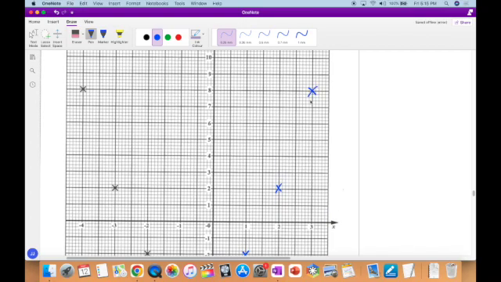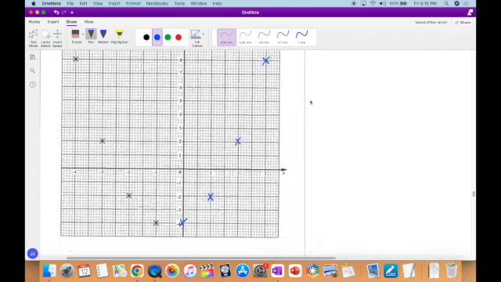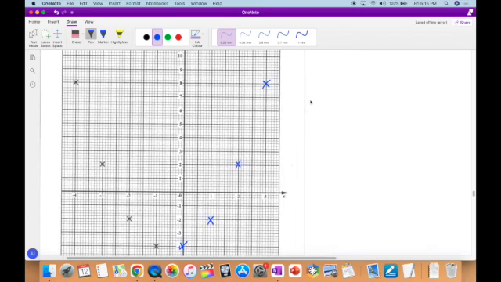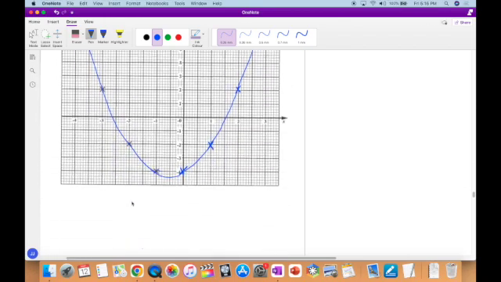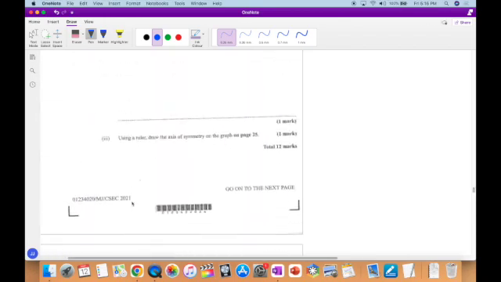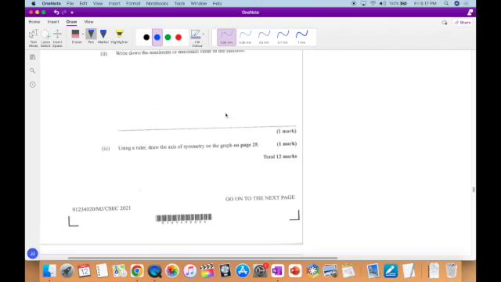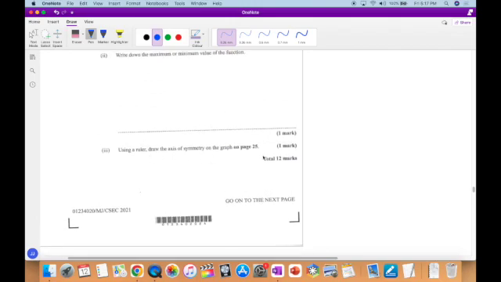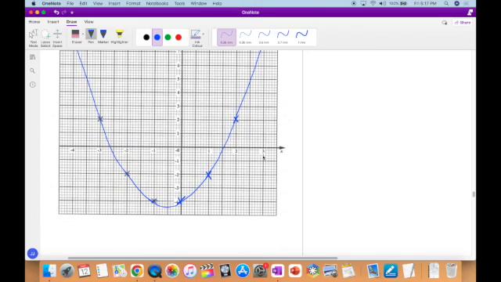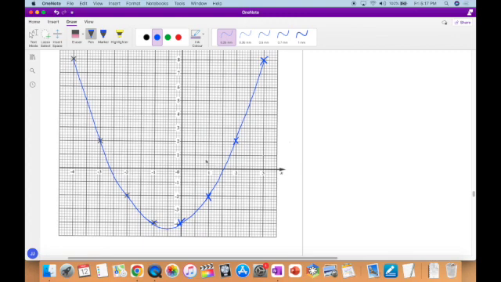And you have to be real careful when drawing this, please. The smoother you could draw this, the better. So I think that's as smooth as we could get for now. Write down the maximum or minimum value of the function. Now that is, using a ruler, draw the axis of symmetry on the graph. Well, the axis of symmetry will be passing through here.